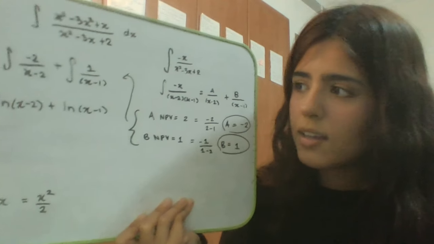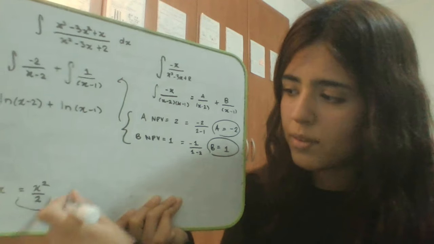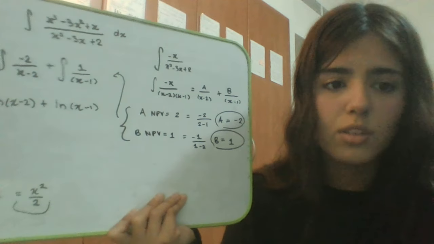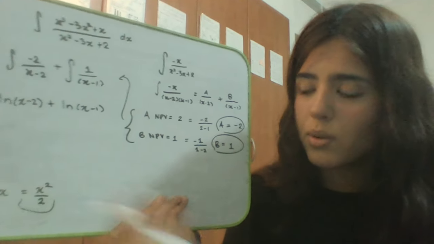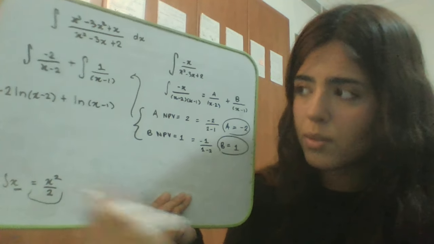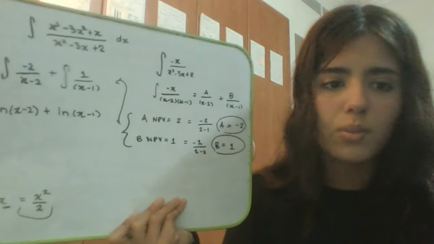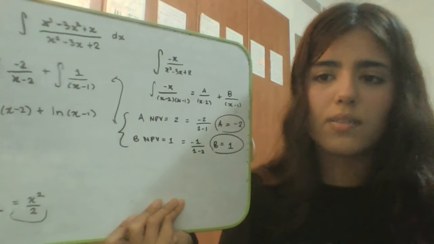Okay, and we can't forget about when we first divided using long division, we had another term as well. We were using the remainder theorem, and we had the integral of x, which is x squared over 2. So we need to add that to our answer as well. That way we will get our final answer. So I'm going to write the final answer now.